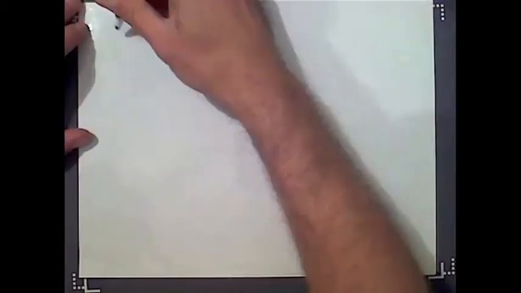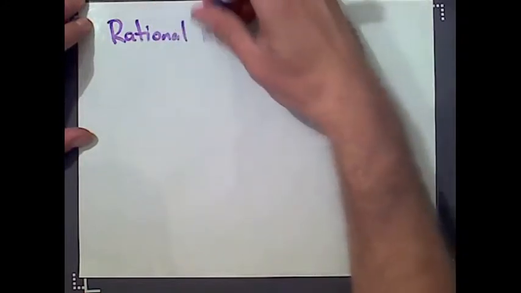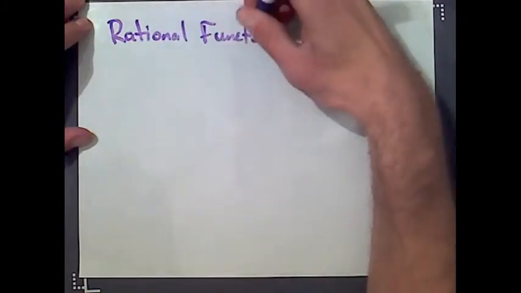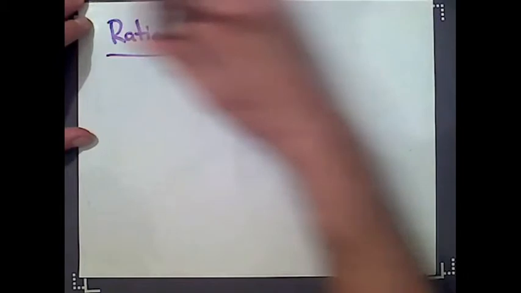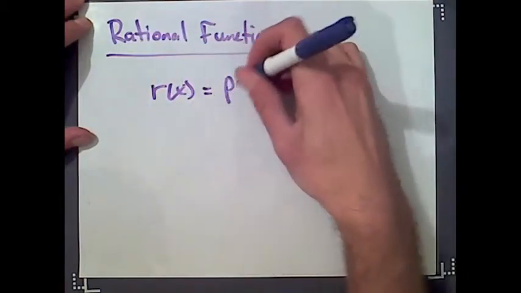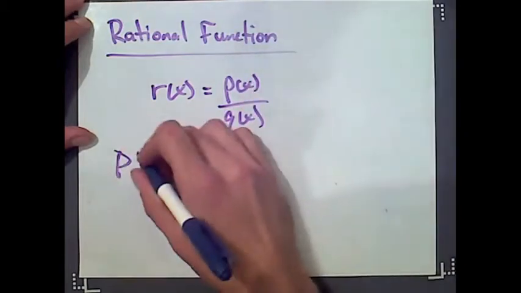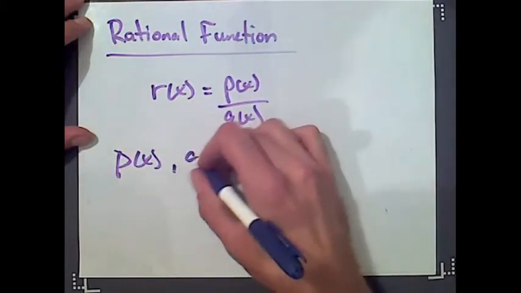Before we start talking about the limits, we need a few key notions. The first is that of a rational function. A rational function is a quotient of polynomials. So it has the form r of x equals p of x divided by q of x, where p and q are polynomials.